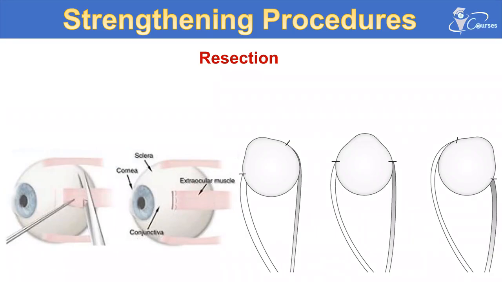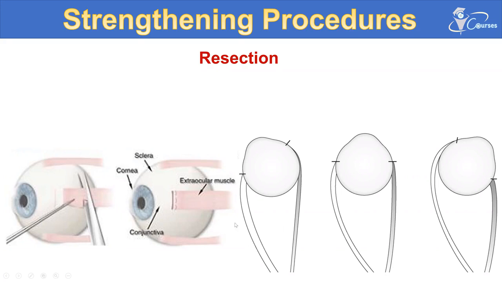Regarding the strengthening procedures, we have the first and the most important one. It is called the resection. The resection is when we cut a part of the muscle. So in resection, we cut a part of the muscle and remove it, and then suture the muscle into the original position. So again, in resection, we cut a part of the muscle, remove this part, and then suture the muscle into the original insertion.